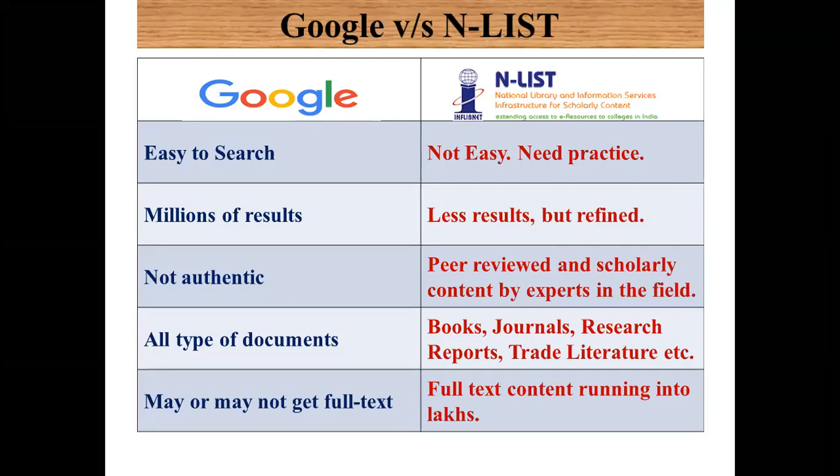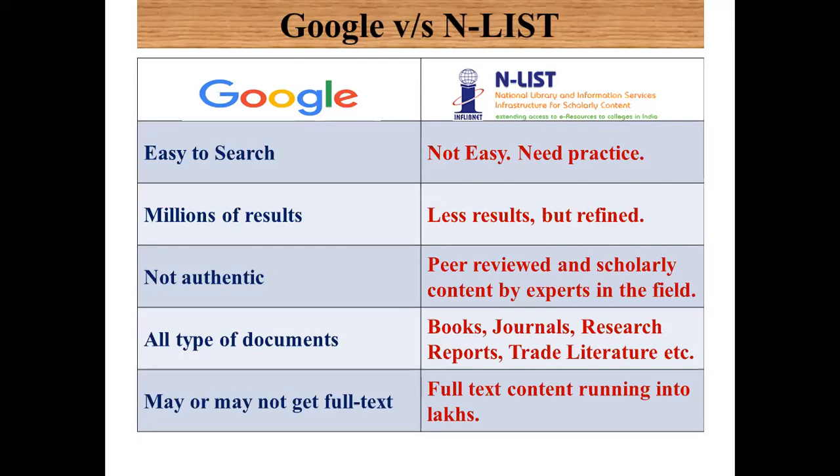Then what Google gives you is millions of results. But in Enlist, it is fewer results, but refined results. So when you search a term in Google, it will search in anything and everything. You can say it will search in advertisements, in blogs, in websites, in research papers, and in book chapters also.